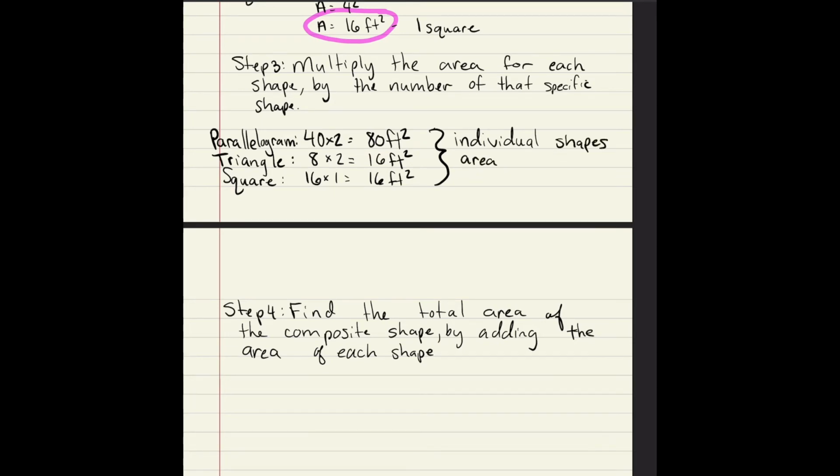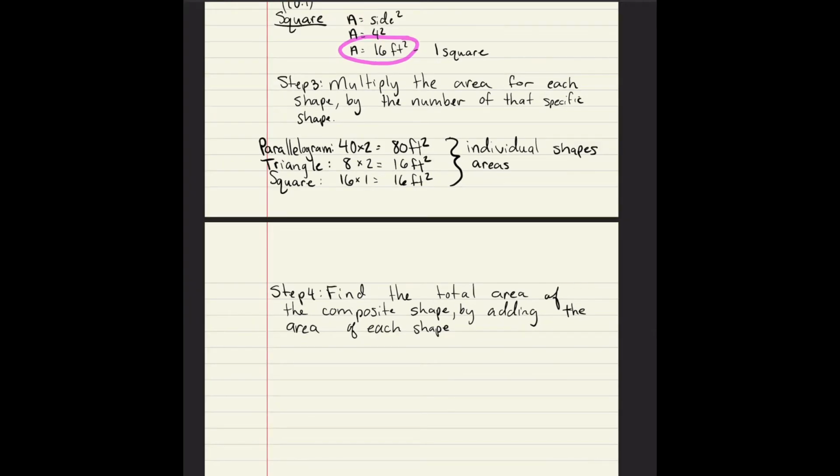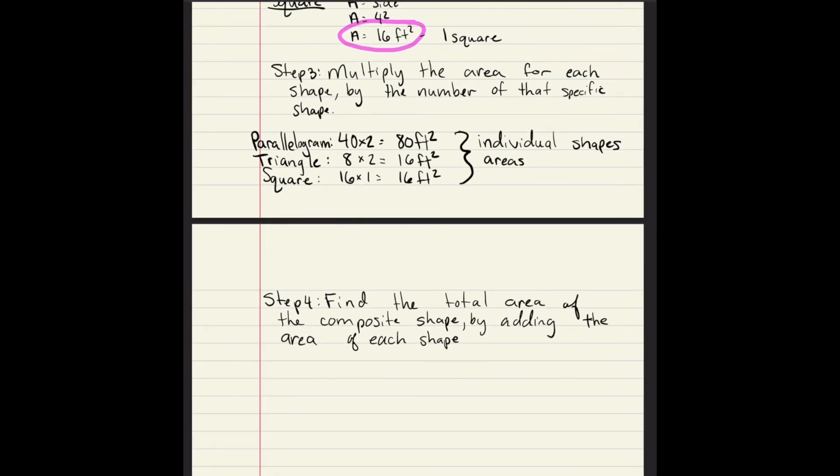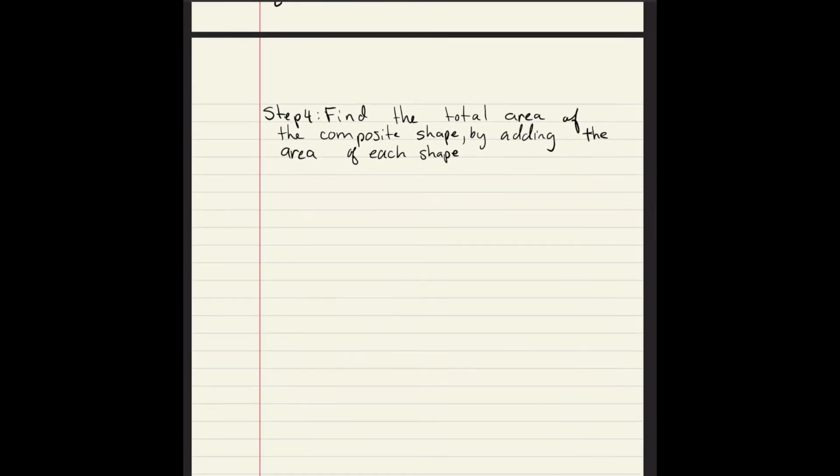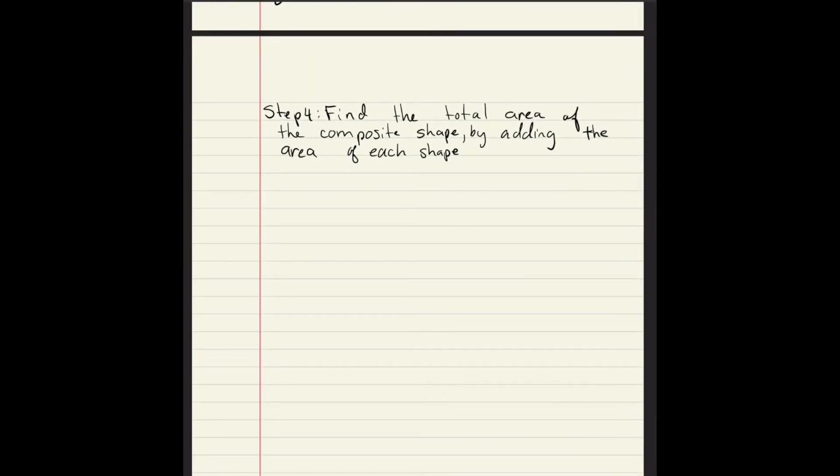But I don't want to know the area of all the individual shapes. I want to know the area of the whole composite figure. So I need to do step 4 in order to have the entire composite figure. So step 4 is find the total area of the composite shape.